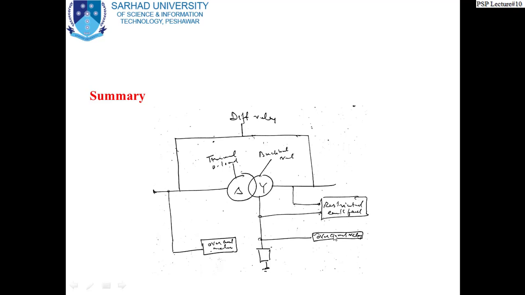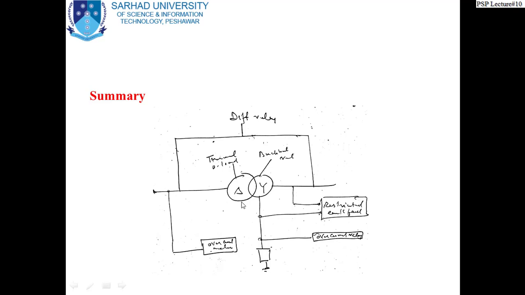So always we have seen in this protection scenario that we have the main protection and then we have a backup protection. Always backup is provided in these types of scenarios. Then we have another relay shown here, which detects only ground faults, restricted earth faults, right?